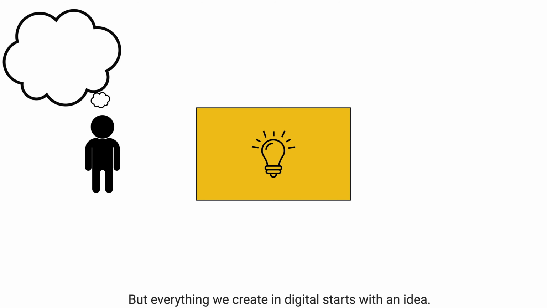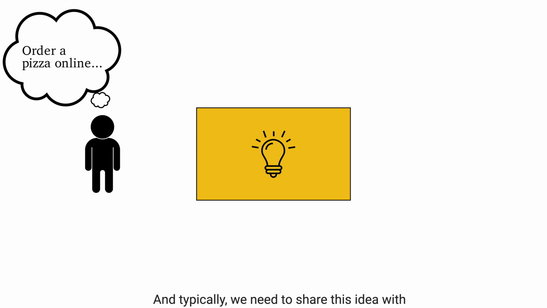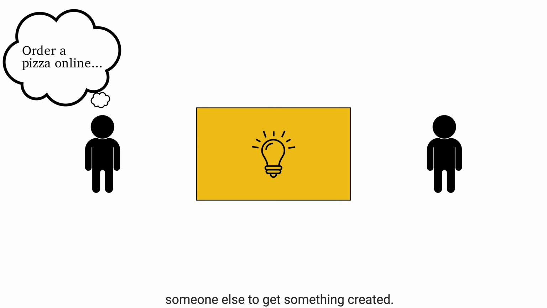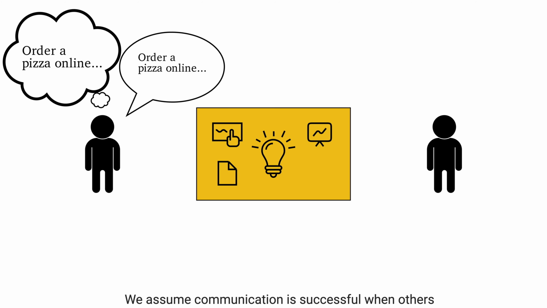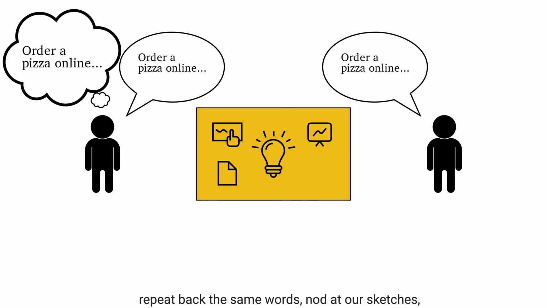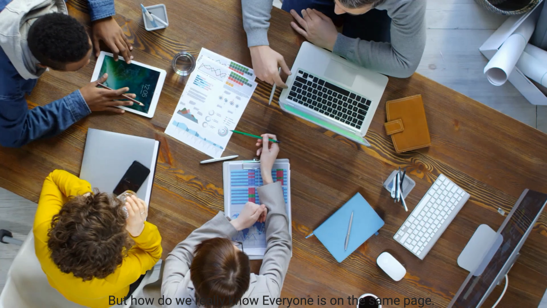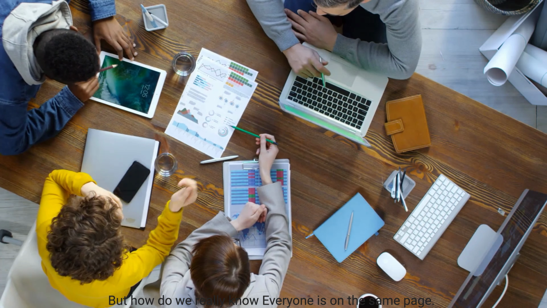We tend to think of communication as a soft skill, but everything we create in digital starts with an idea. And typically, we need to share this idea with someone else to get something created. We talk, sketch, write documents, and give presentations to convey the idea. We assume communication is successful when others repeat back the same words, nod at our sketches, ask questions, and create diagrams of their own. But how do we really know everyone is on the same page?